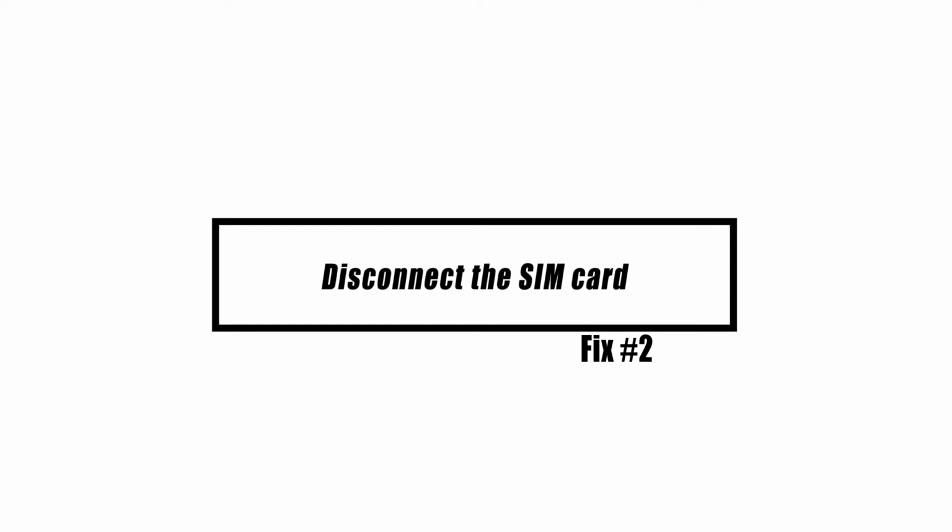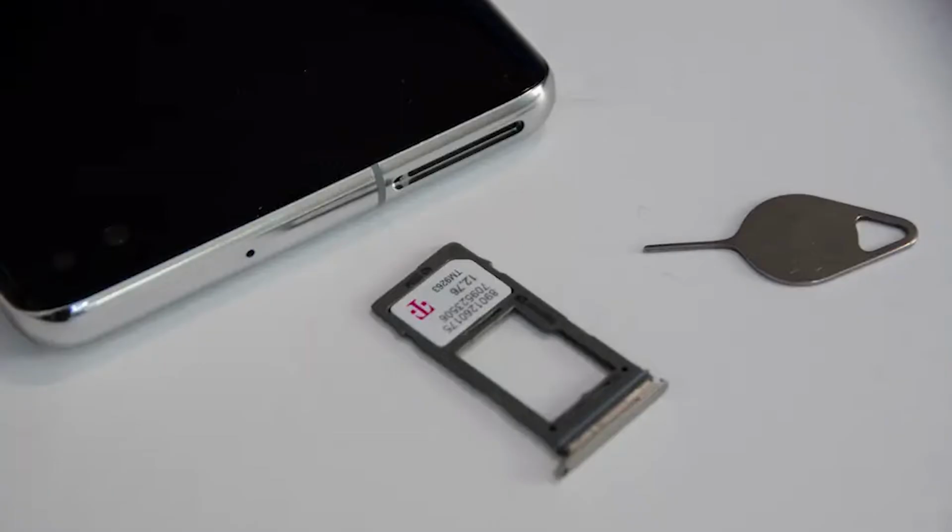Disconnect the SIM card to verify whether your Samsung signal issue is solved. Make sure the phone is turned off before taking out and reinserting the card to avoid data corruption. Dirty metallic contacts on the card might create connection issues, so wipe it off with a clean cloth before reinstalling it.